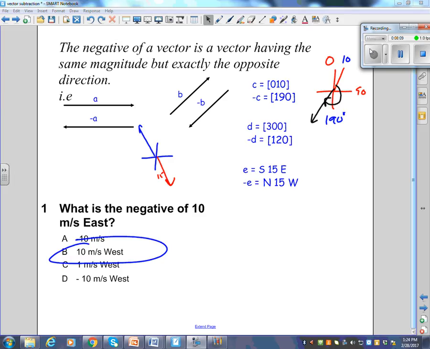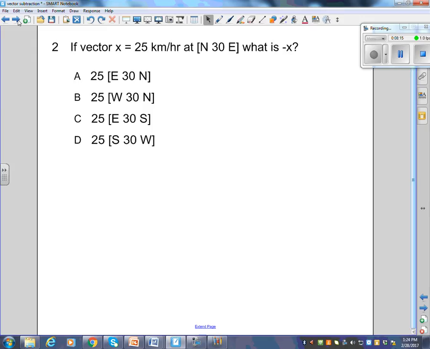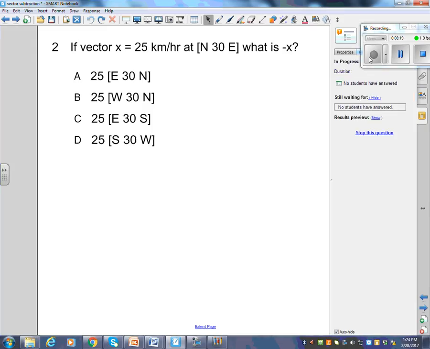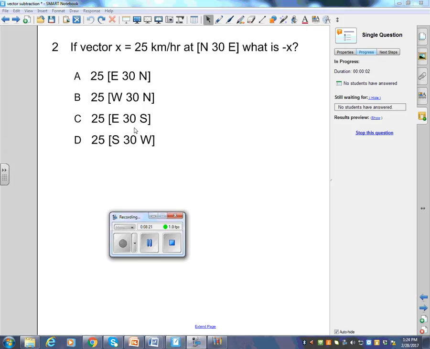I do this trick question on purpose. It's not negative 10 west, it's just 10 west, because west and east are opposite. Oh! Can I do this one? Yes, I can. So if vector x is 25 kilometers an hour at north 30 east, which one is going to be negative x?